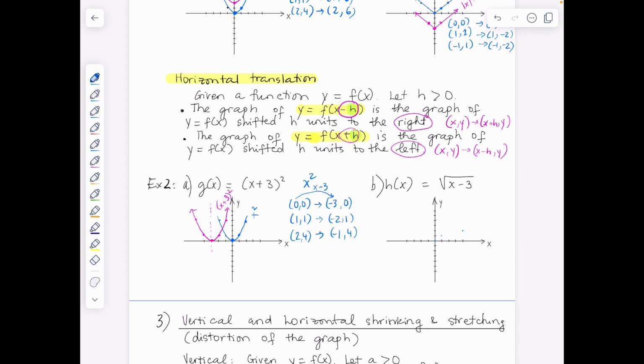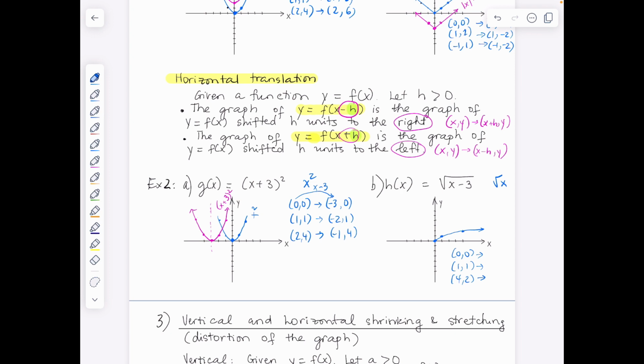Let's try another example. So in this one, we have h of x is equal to square root of x minus 3. So the parent function is going to be the square root function. And we know the square root function looks like this. So some critical points: 0, 0, 1, 1, and 4, 2. So we're going to transform each point, but first let's see how the function is shifted.